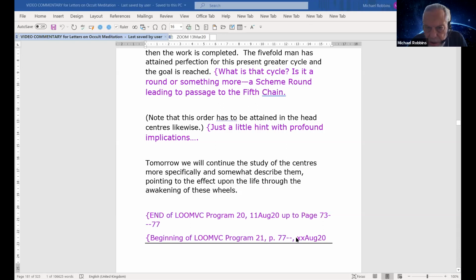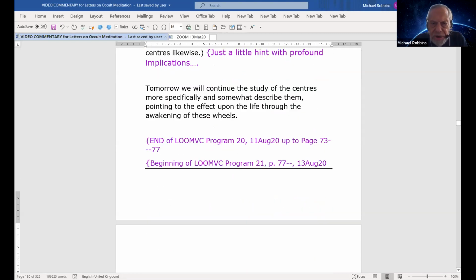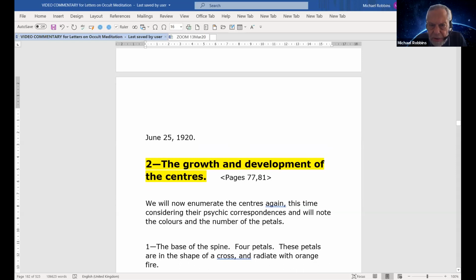Today is the 13th of August, 2020. And we're continuing with a new section, the section on the growth and development of the centers.